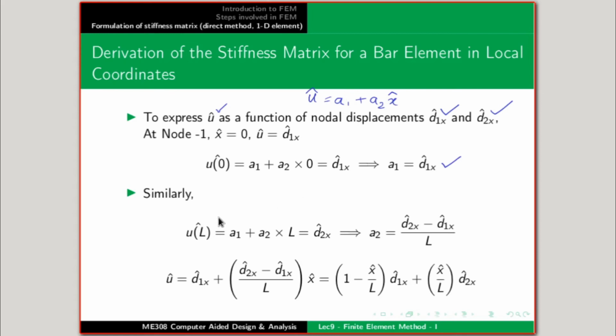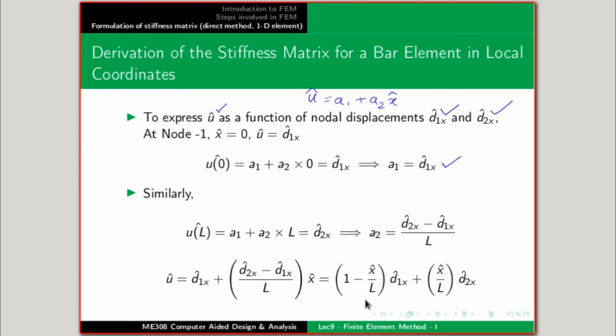Similarly, if we substitute L instead of x cap, we get u cap of L equal to a1 plus a2 into L. We know that at distance L from the origin of the local coordinate system we have displacement d2x, the displacement at the second node. So a1 plus a2 L is equal to d2x, and a2 is equal to d2x minus d1x divided by L. This a1 and a2 we can substitute in the earlier expression for u cap: u cap equal to d1x cap plus d2x cap minus d1x cap divided by L into x cap.